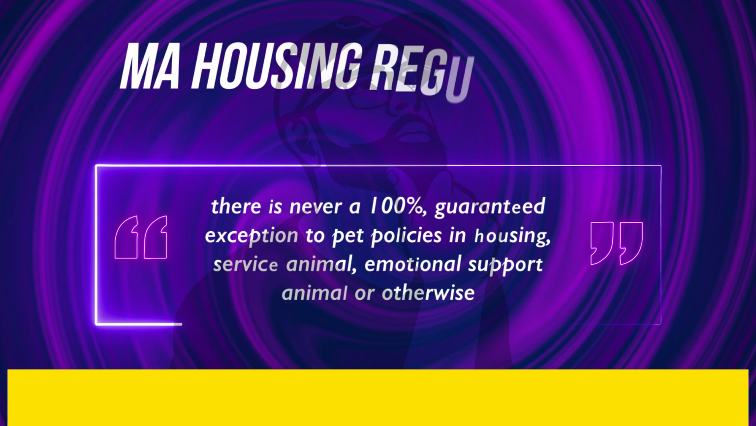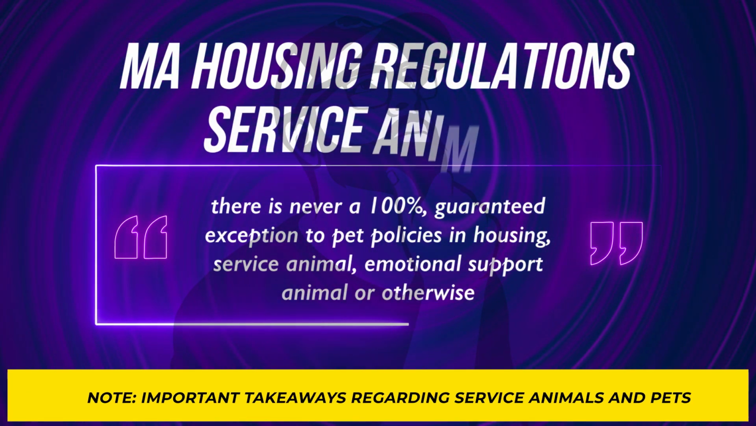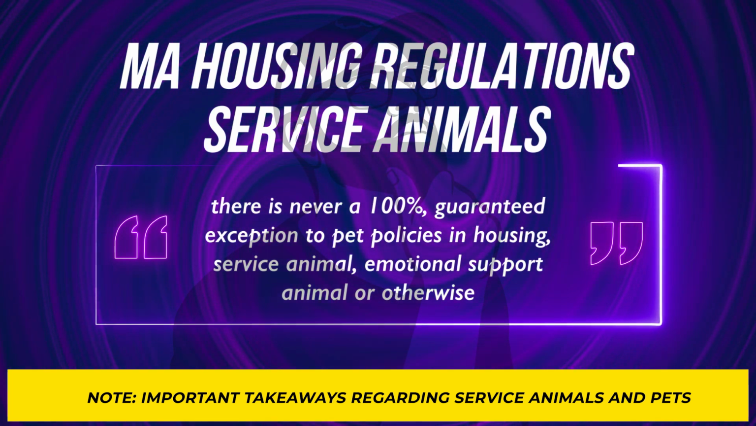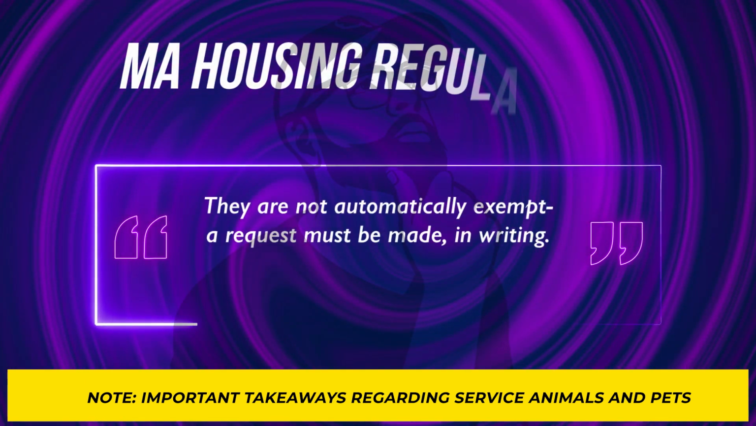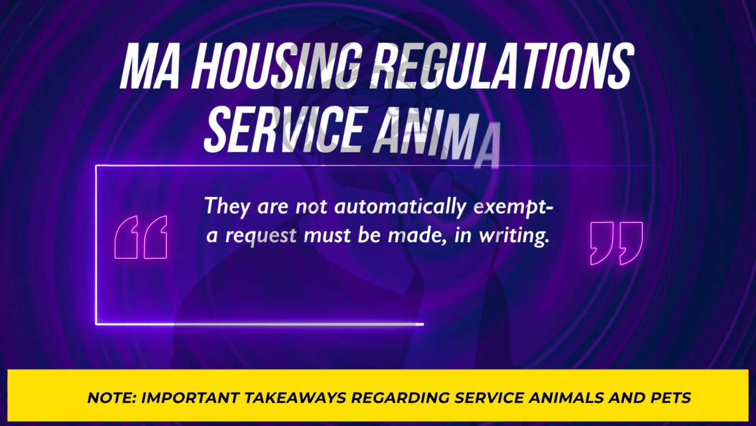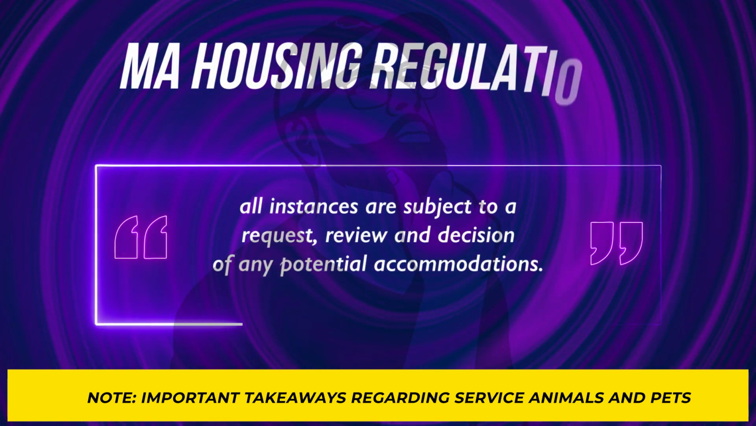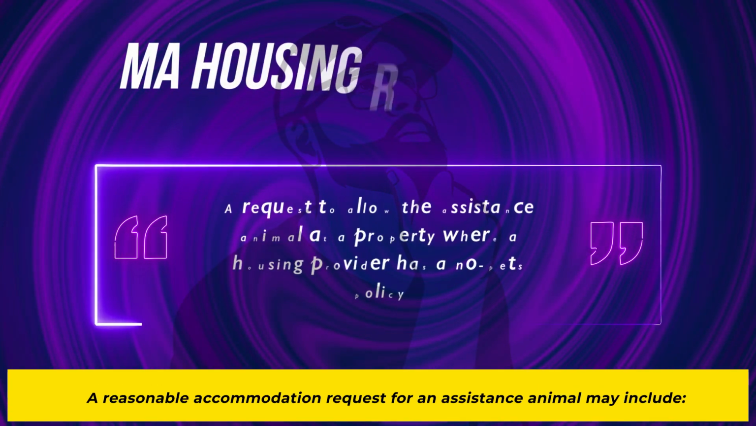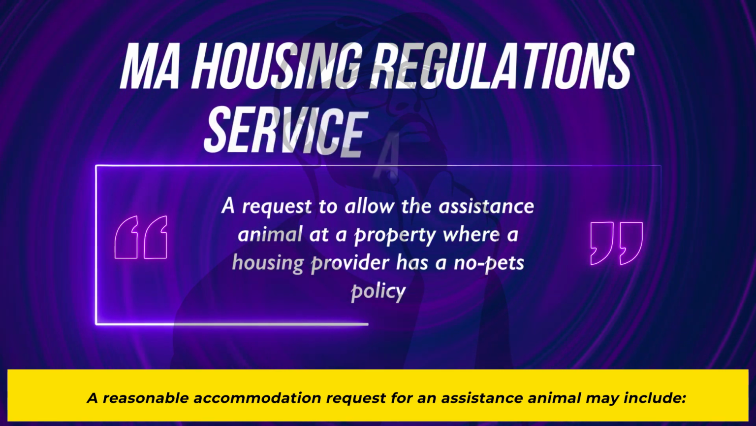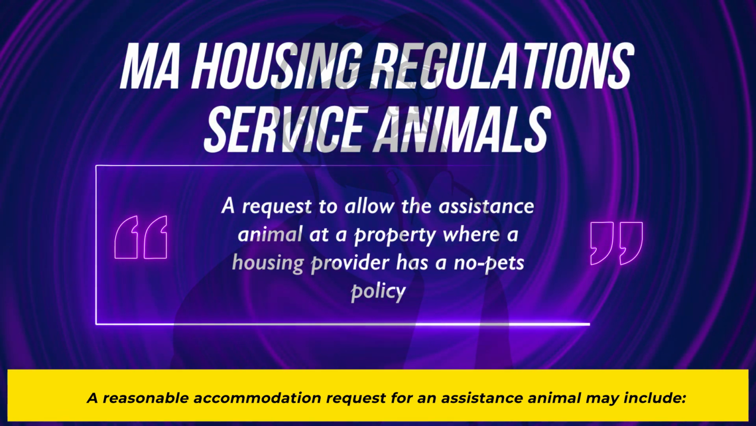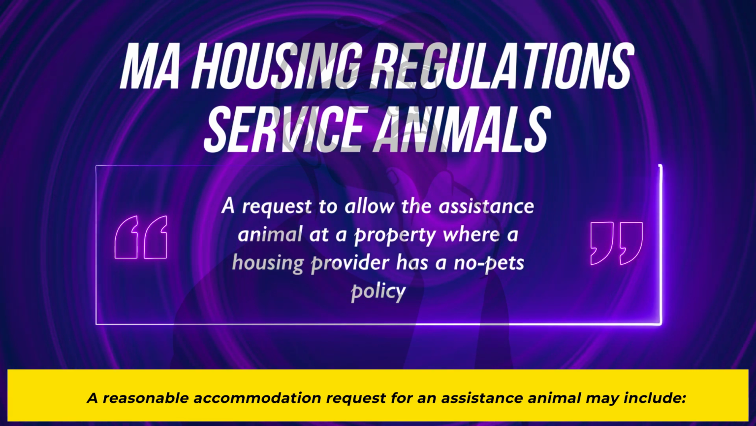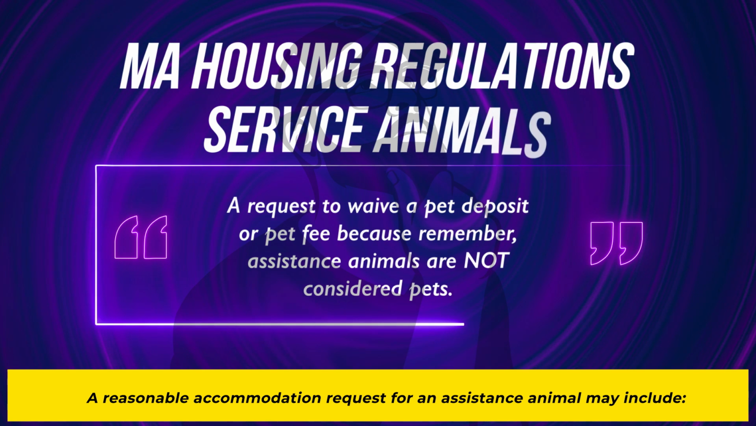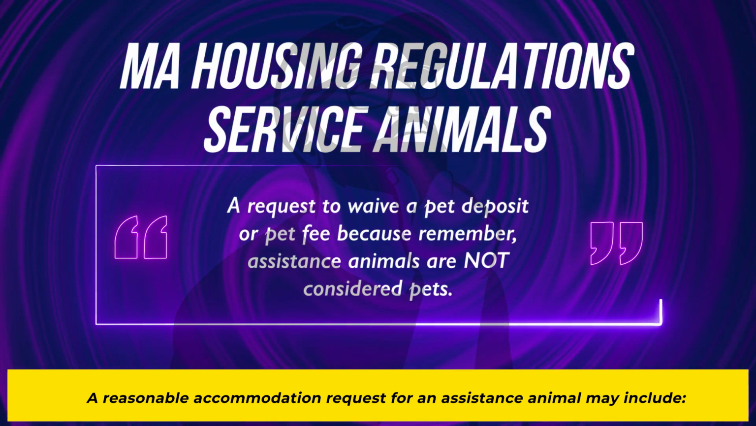A few notes and a couple of important takeaways here. There is never a 100% guaranteed exemption to pet policies in housing, service animals, emotional support animals, or otherwise. They are not automatically exempt. A request must be made in writing. All instances are subject to a request, review, and decision of any potential accommodations. A reasonable accommodation request for an assistance animal may include a request to allow the assistance animal at the property where the housing provider has a no pet policy, or a request to waive a pet deposit or pet fee because assistance animals are not considered pets.